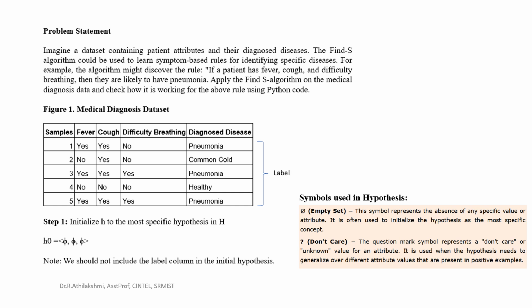The first step in the Find-S algorithm is to initialize the hypothesis to phi values. You have to define the hypothesis space, and for that you consider only the attributes: fever, cough, and difficulty breathing. You should not consider the label attribute. Here I have only 3 attributes, so I give 3 phi's. Phi is the symbol used for denoting the empty set, so it means I am initializing the hypothesis. The most important thing is that we should not include the label column in the initial hypothesis.